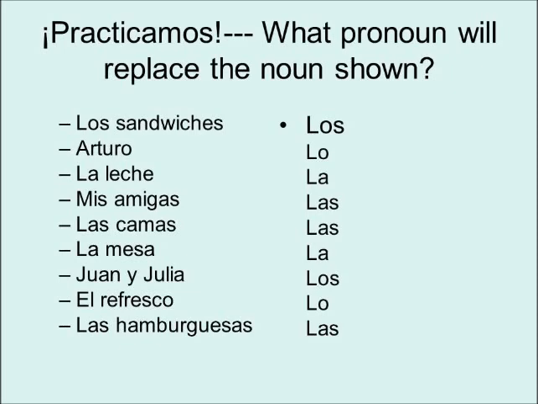Mis amigas. To switch that to them, it's las, feminine and plural. Okay. Las camas, same thing, feminine and plural, so las is its pronoun. La mesa switches to la, feminine and singular. It would be that translation. Juan y Julia. Okay. Them is your translation for the pronoun, which is los, masculine and plural. Since Juan is a guy, we need the masculine form. Al refresco, lo, it.